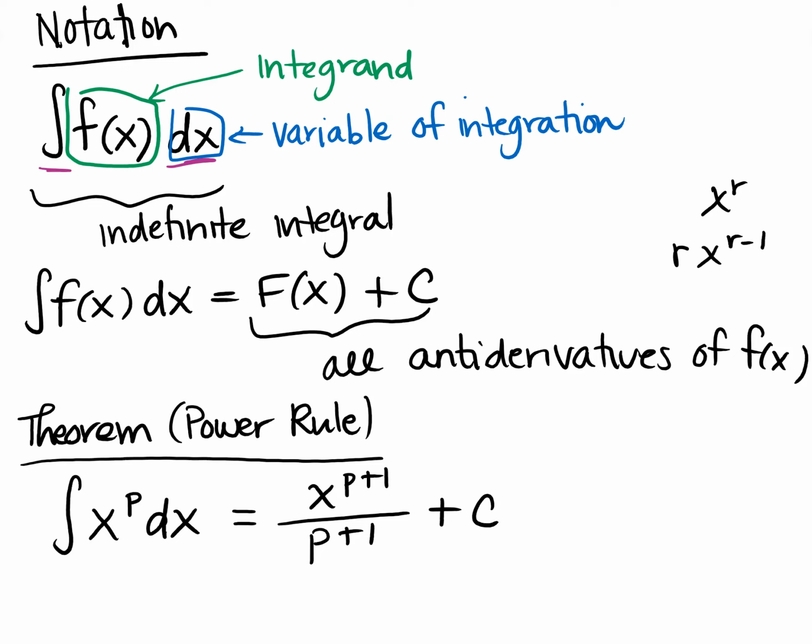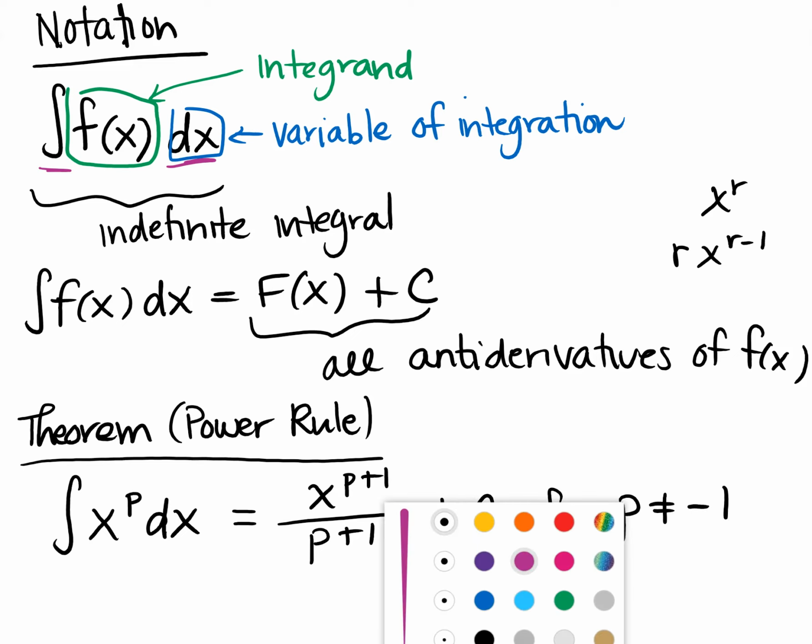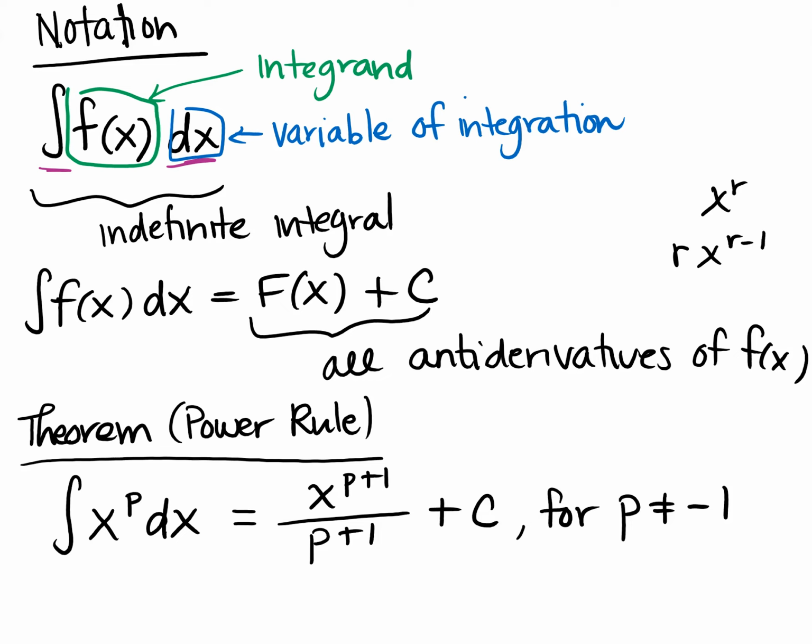Now one thing, and this is very, very important: this is true as long as p is not equal to -1. P cannot be -1. So if I have x to the -1, which is the same as 1 over x, you cannot use this rule. Why can't we use that rule? Because we know that's the derivative of natural log, you guys. So this doesn't make sense.